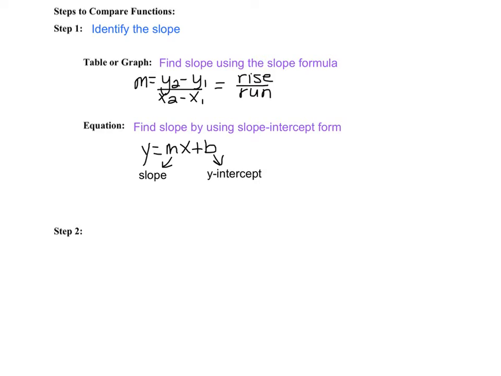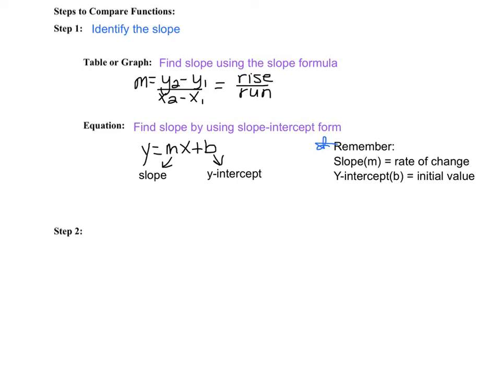So when we're given an equation, using your slope-intercept form, y equals mx plus b, your m is your slope, and your b is your y-intercept. Also remember, your slope is your rate of change, and your b is your initial value. Your y-intercept is your initial value.